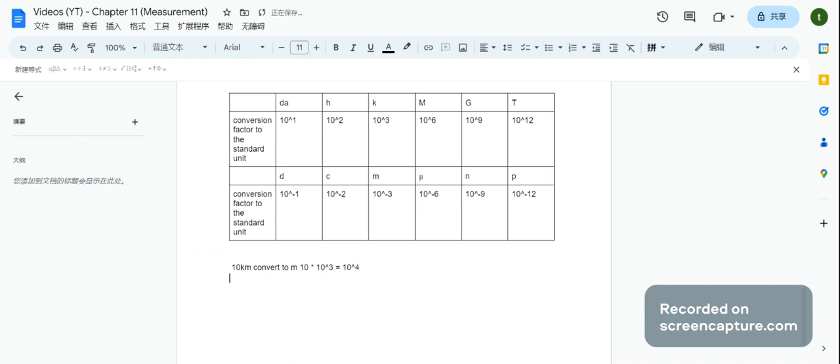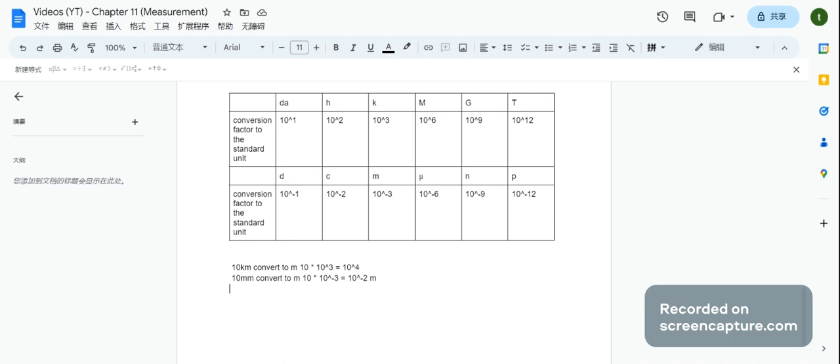And on the other hand, if you want to convert 10 millimeters to meters, you will just multiply it by the conversion factor of 10 to the power of negative 3. You will get 10 to the power of negative 2. Okay, so basically, in doing this, you will be able to know how to convert it. Just try to practice this one and hope you have a good understanding of it.